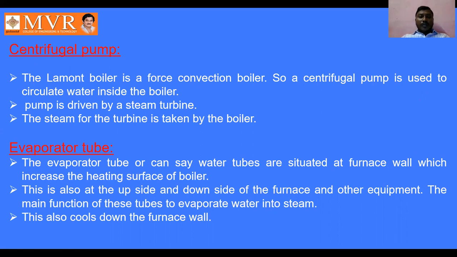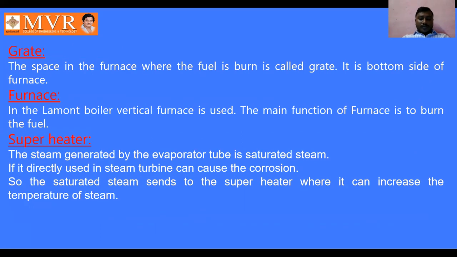Here, the evaporator is there. In the evaporator tubes, the water is circulated. See here, the grate is where we do the combustion process. And in the furnace, a vertical furnace is used. The main function of the furnace is to burn the fuel.